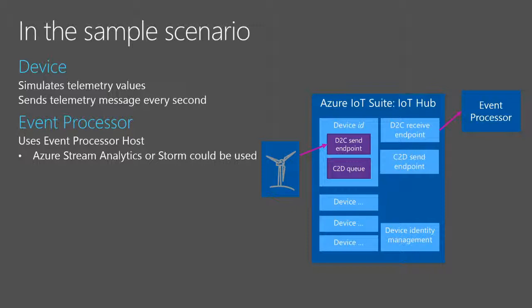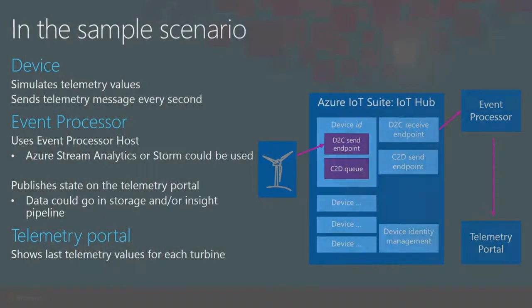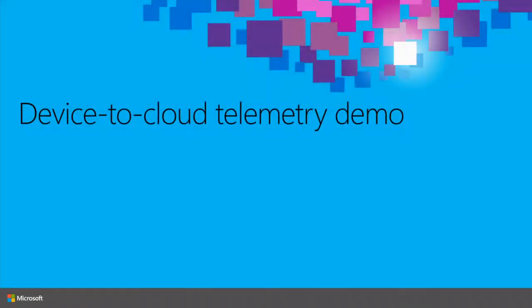There are many other talks in this conference that will tell you great ways to make use of that data once it's in that pipeline. The event processor then identifies the telemetry messages and publishes them on the portal. It's simple, real-time things to just drive the page. That could be writing to storage. That could be doing everything that you want to do with your telemetry stream. And of course, the telemetry portal was showing the things on a web page with a simple real-time framework. Okay, let's look at how that happened.